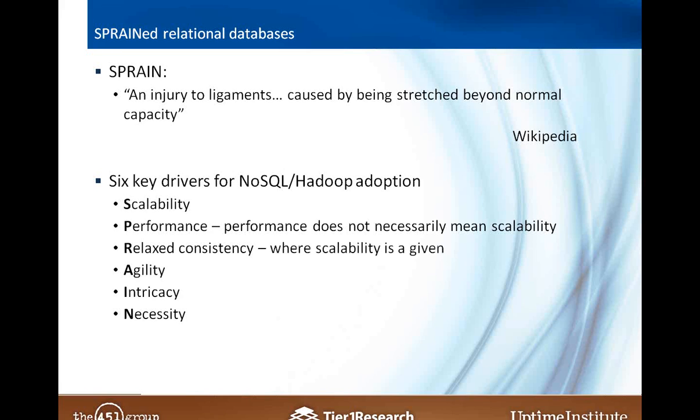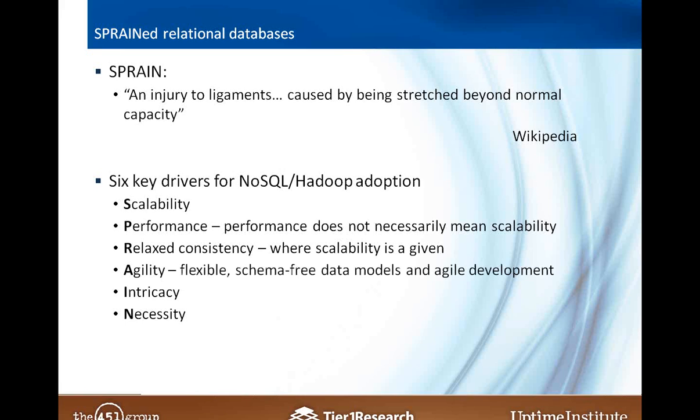Similarly, relaxed consistency, obviously highly related to scalability, but where we would see that as being a driver is where organizations have already made an architectural choice towards partition tolerance, and partition tolerance and scalability is absolutely a given. So the decision they're having to make is how do they enable the relaxed consistency that enables the company to maintain availability in that kind of architecture. So relaxed consistency, as I say, is highly related to scalability, but can be a driver in and of itself.